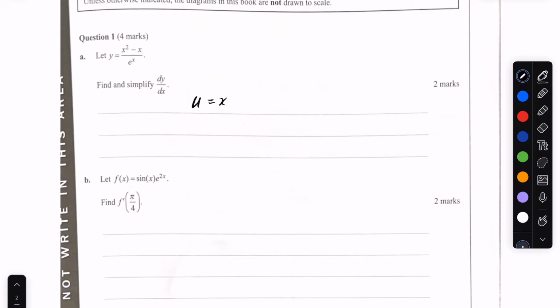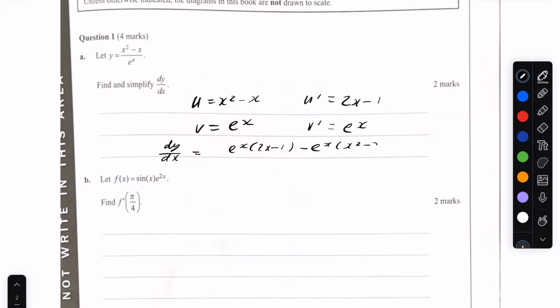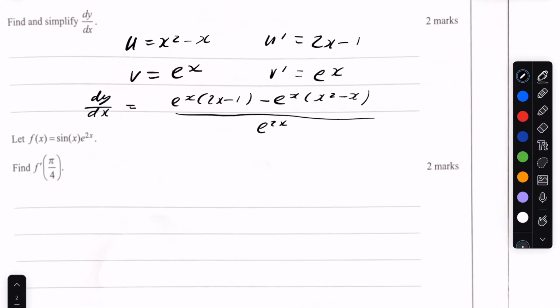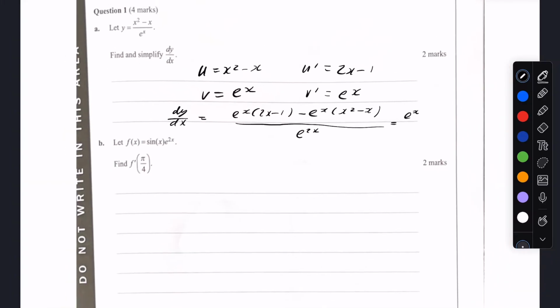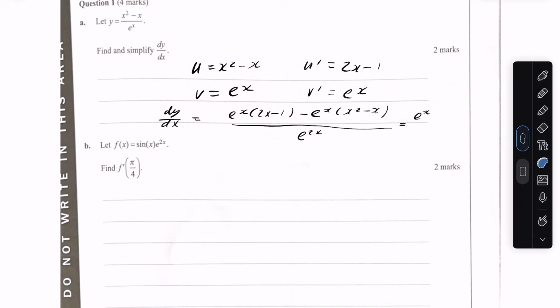So u is equal to x squared minus x, u dash is equal to 2x minus 1, v is equal to e to the x, v dash is e to the x. So dy dx is equal to e to the x times 2x minus 1 minus e to the x, x squared minus x, all over e to the x squared, or e to the 2x. And you can leave your answer like that. You could probably take out e to the x as a common factor. And then you could probably simplify this. Oh, and simplify. So the question says simplify.